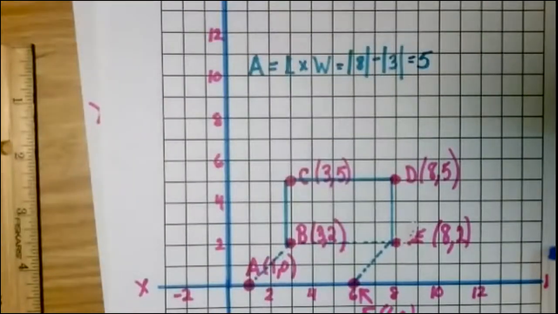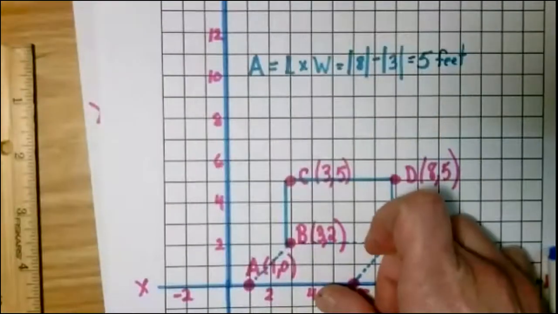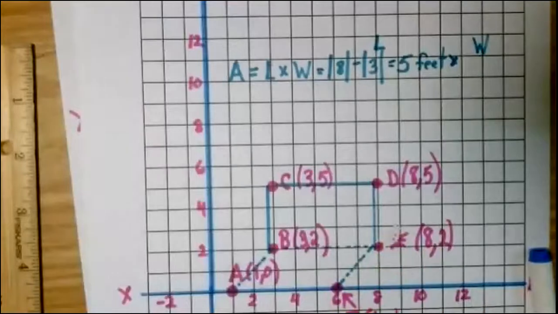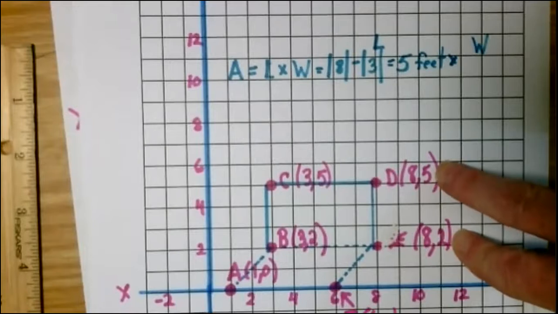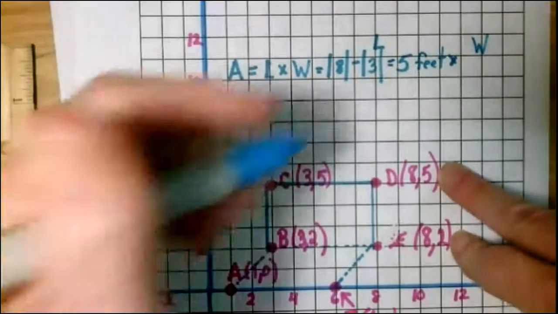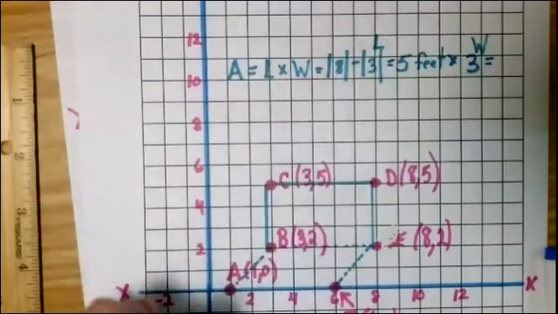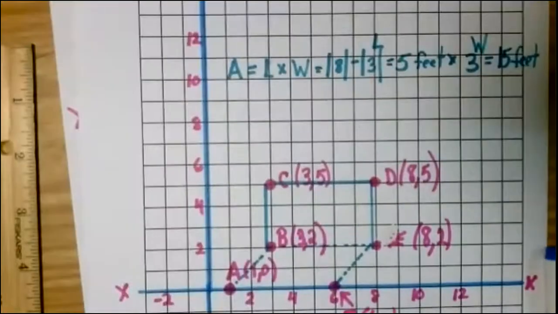And each unit was, again, I have to look. Does it say each unit? 1 foot. So each one of these units is 1 foot, so 5 feet is the length, right? That's L, times W. How do we find the width from here to here? Well, they're both on 8, so we take the absolute value of 5 minus 2 because they're in the same quadrant. So 5 minus 2 is 3. So the area is 5 times 3, 15 square feet. That's the area of the rectangle.